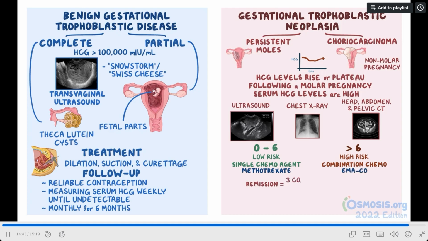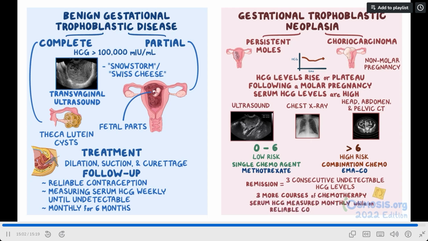Remission is defined as 3 consecutive undetectable HCG levels during weekly monitoring. And after remission, 3 more courses of chemotherapy are given as consolidation therapy to reduce the risk of relapse. After consolidation therapy, serum HCG should be measured monthly, while the female is on reliable contraception, until monitoring shows 1 year of normal HCG levels.